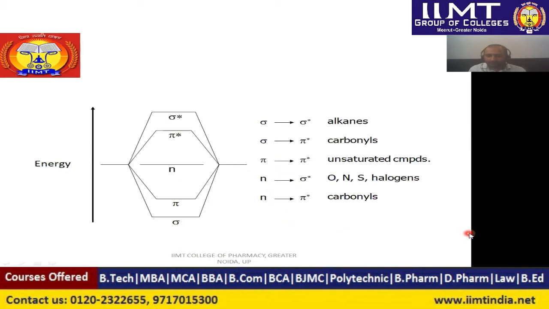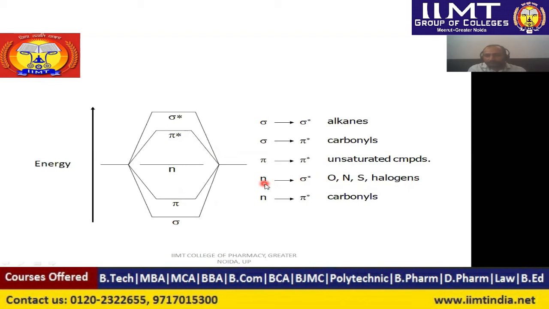So these are basically the electronic transitions you can see in case of alkenes. These are the characteristic features of these things. In alkenes, there will be a sigma to sigma star transition. In case of carbonyls, there will be sigma to pi star. Similarly, in unsaturated compounds, there will be pi to pi star, meaning the double bonds are there, so pi to pi star.